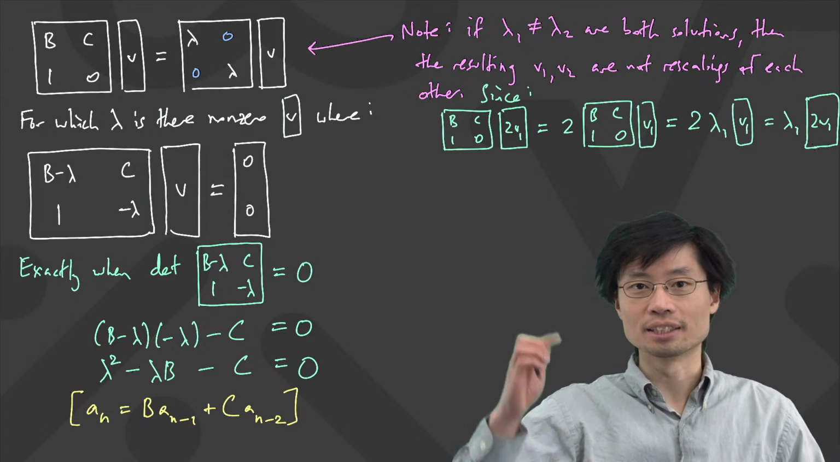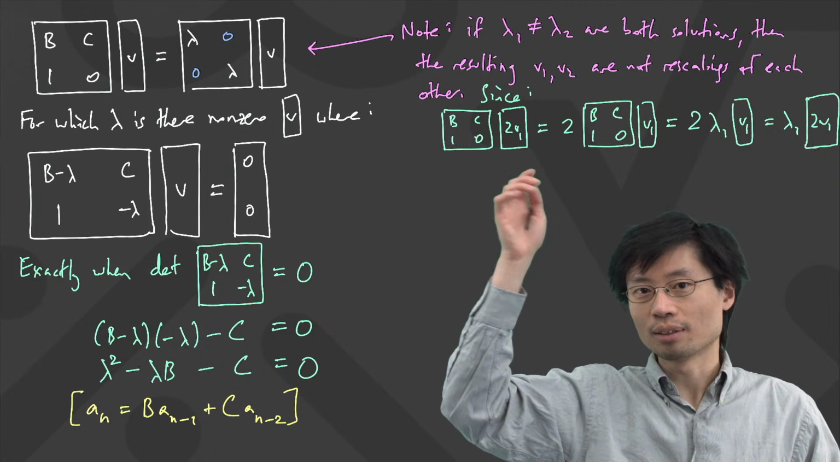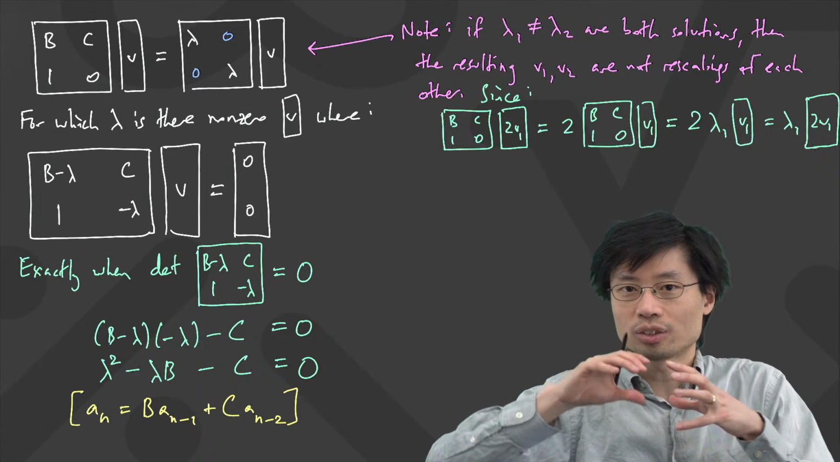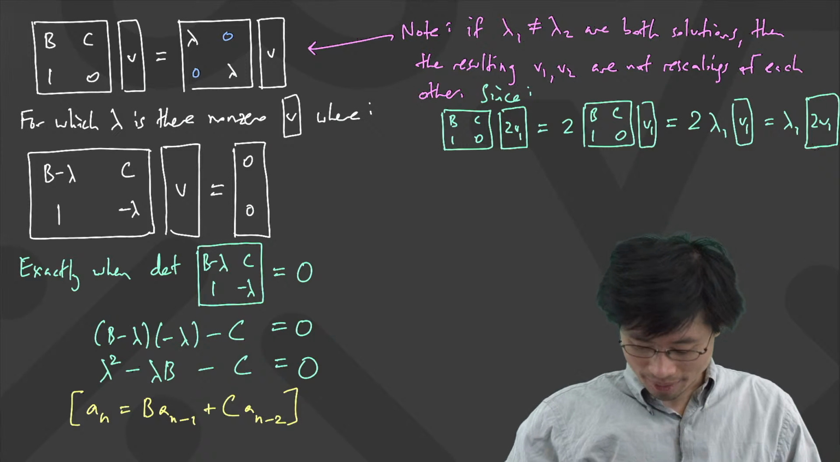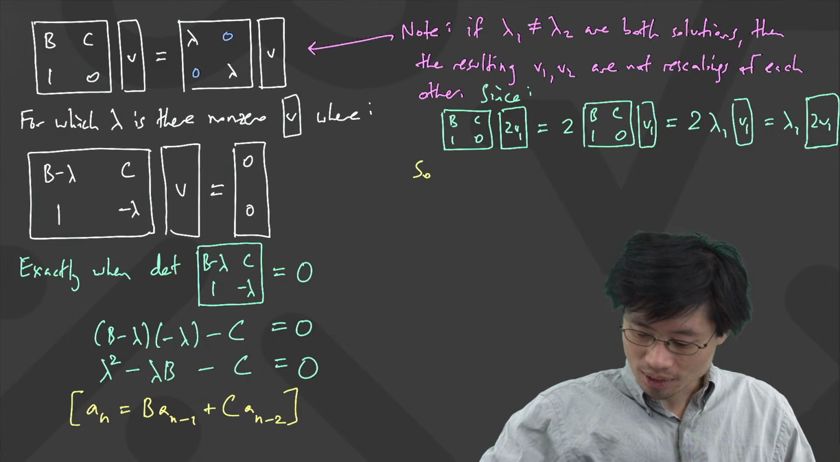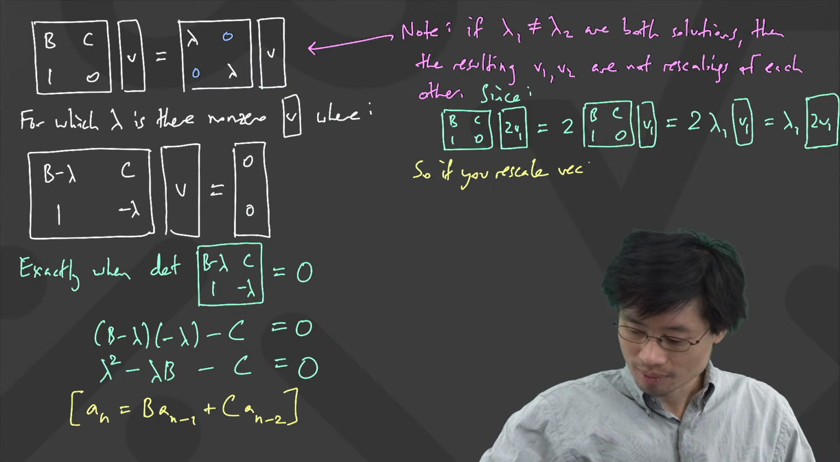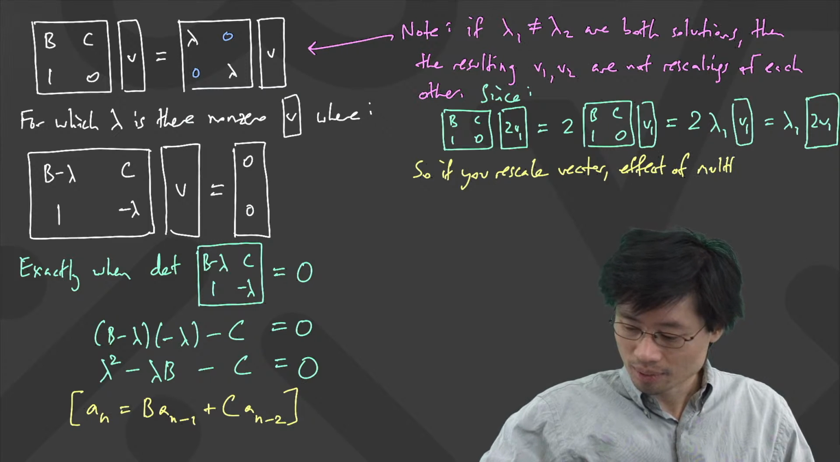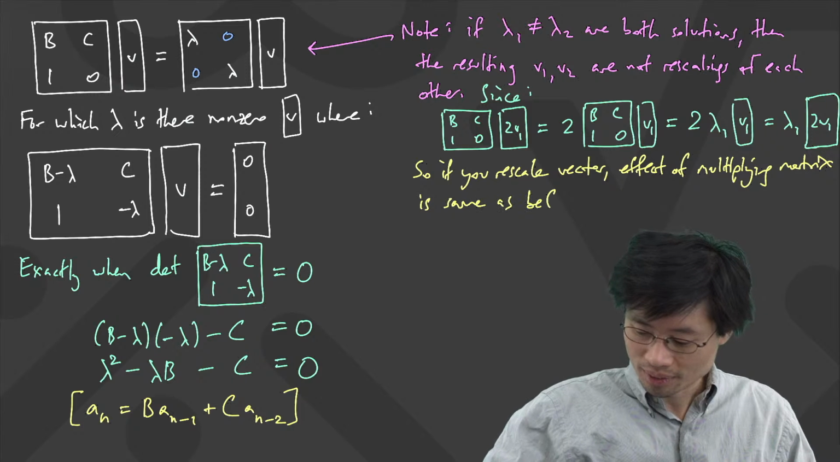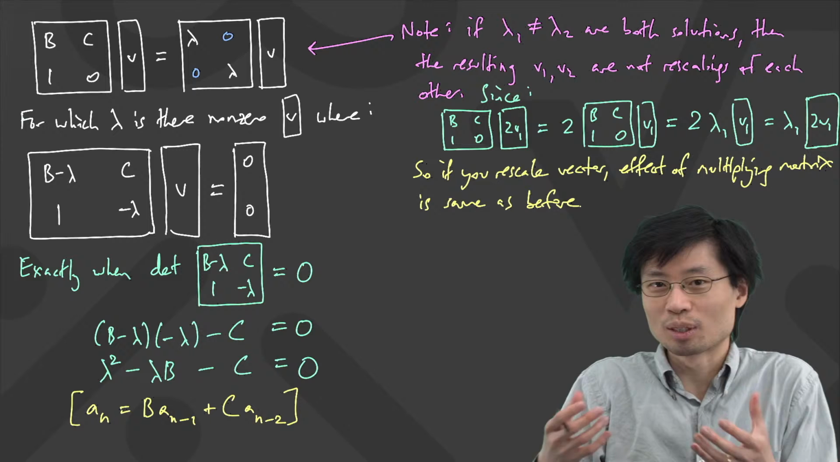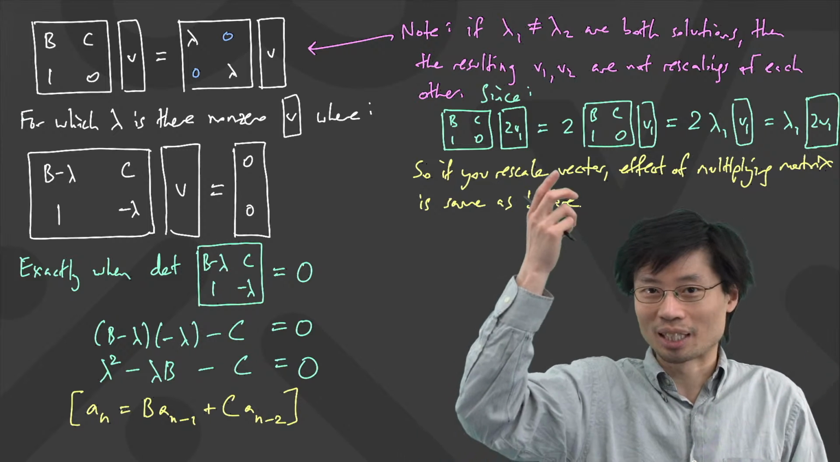So what I'm emphasizing is, if you just rescale the vector, then if you take the matrix times the rescaled vector, your matrix effect is the same effect. It's just like multiplying by the same lambda. So if you rescale the vector, the effect of multiplying by the matrix is the same as before. I'm saying the effect as in multiplying by the matrix scales you. You scale by the same lambda 1.